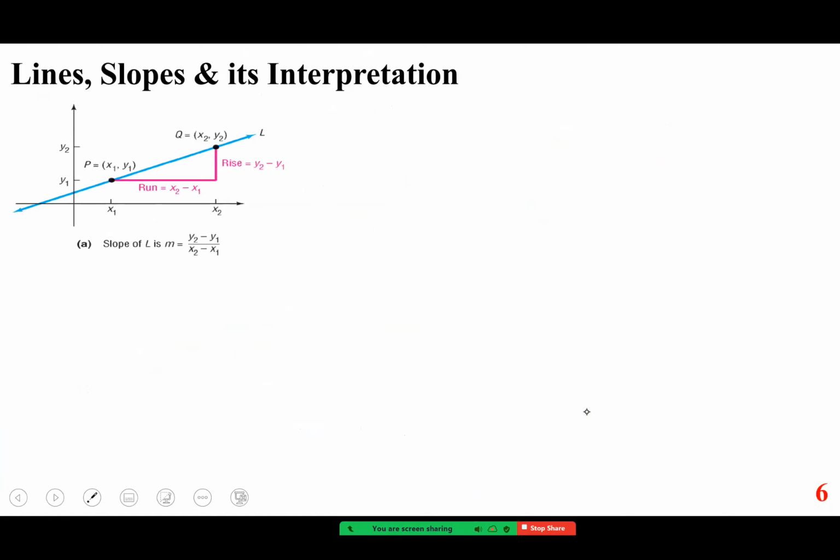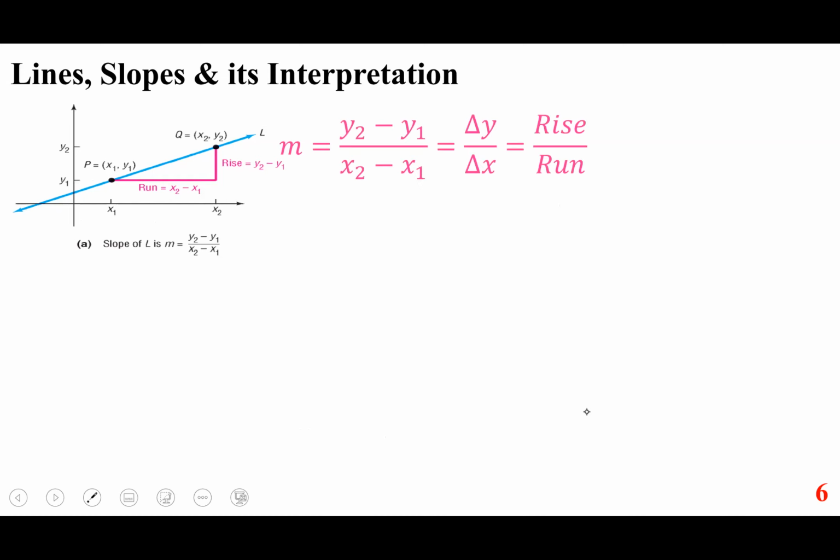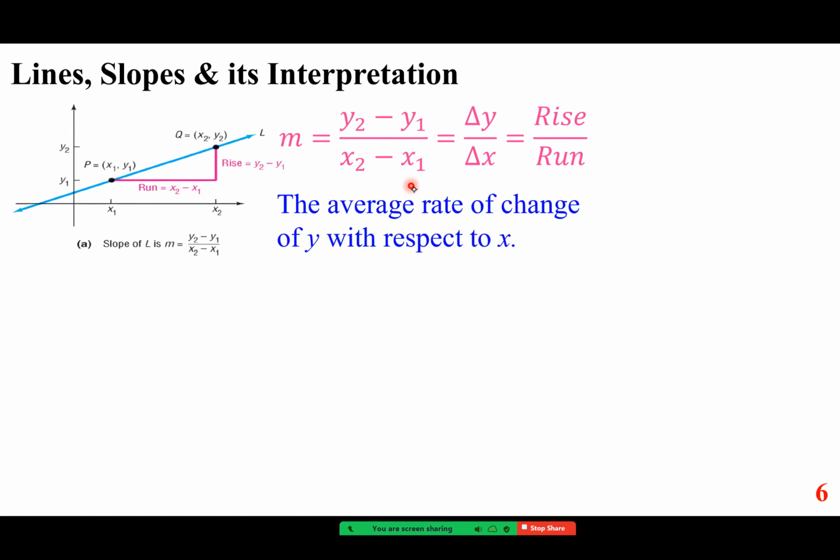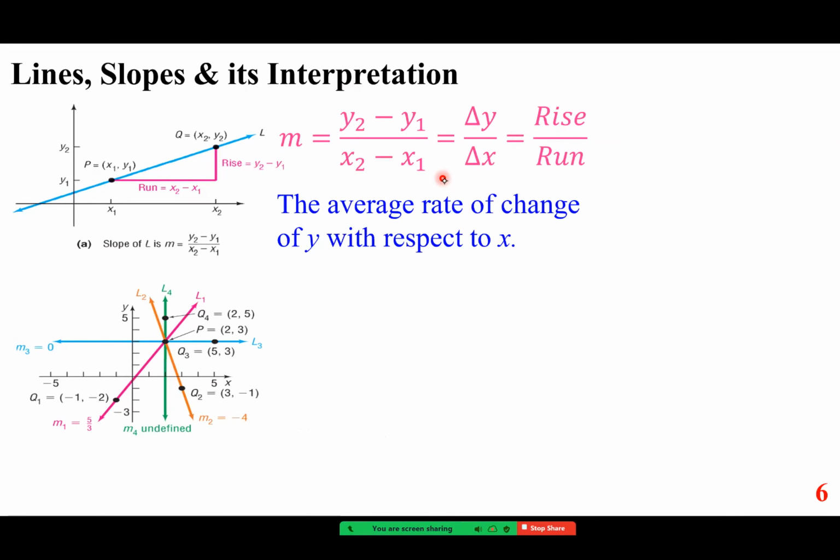All right, let's talk about lines and slopes and the interpretation. Slope is defined as rise over run, the average rate of change of y with respect to x. Just to refresh everyone's memory: y sub 2 minus y sub 1 over x sub 2 minus x sub 1. As you can see, this has a positive slope.